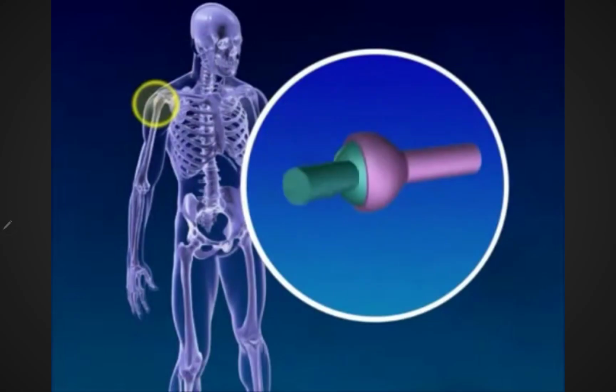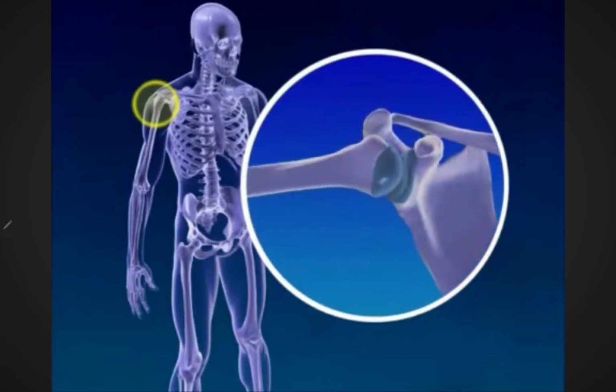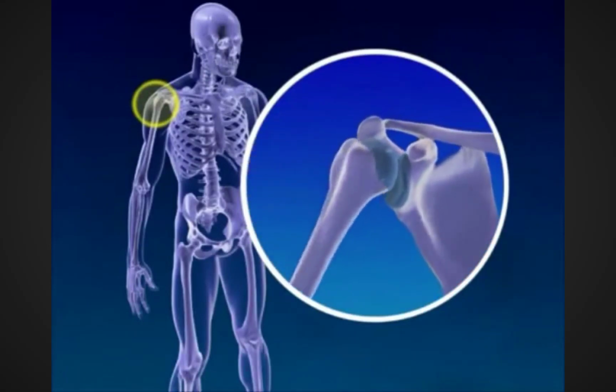This is the triaxial joint, which allows it to have 3 degrees of motion. It allows movement in all directions. Examples of this include the shoulder and the hip.